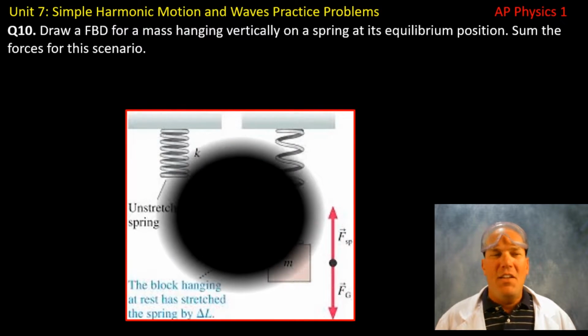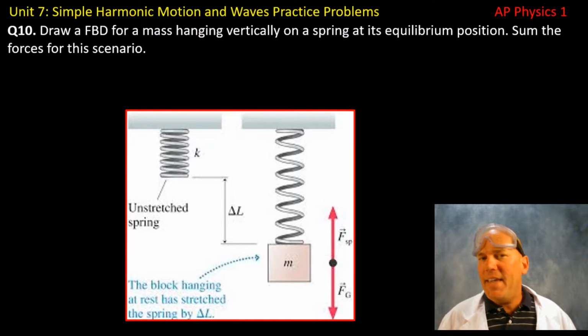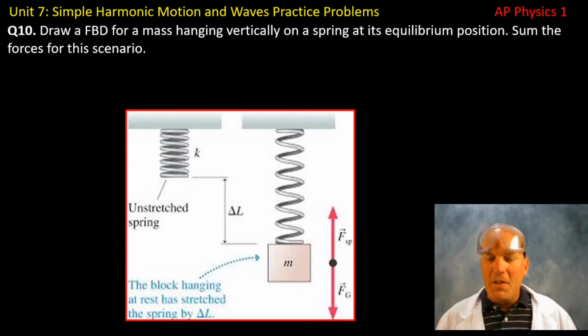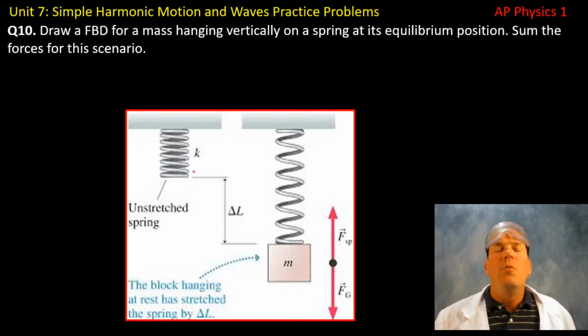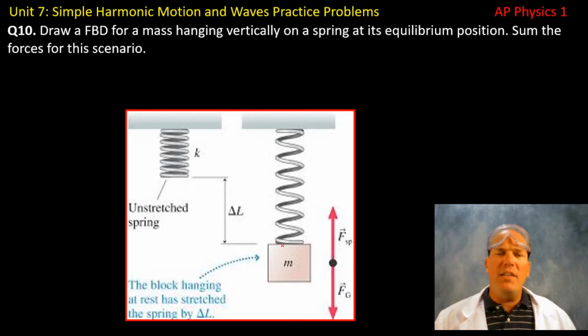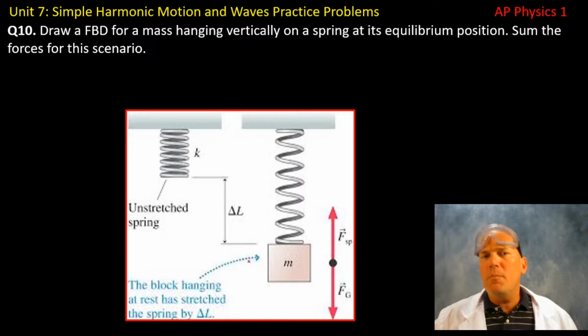Question 10. You're asked to draw a free body diagram for a mass hanging vertically on a spring at its equilibrium position and sum the forces for that scenario. As you can see from this little schematic, we have an unstretched spring. A block of mass M is added to the spring. The spring extends, comes to rest at what we will call its equilibrium position, and has a change in length of the spring.